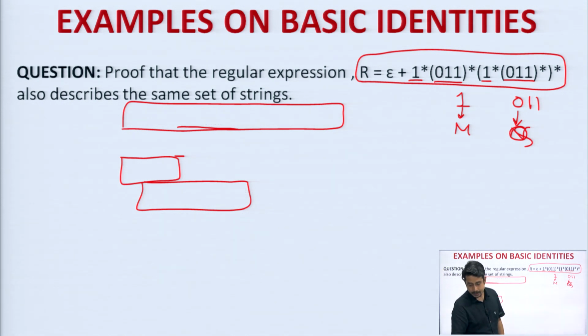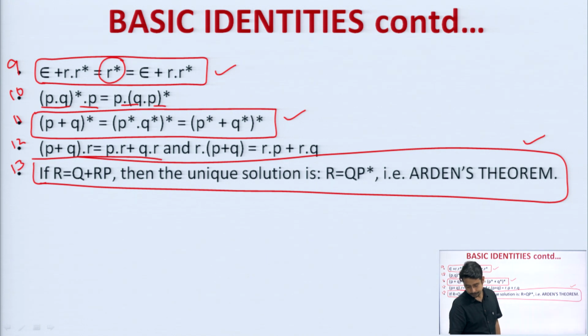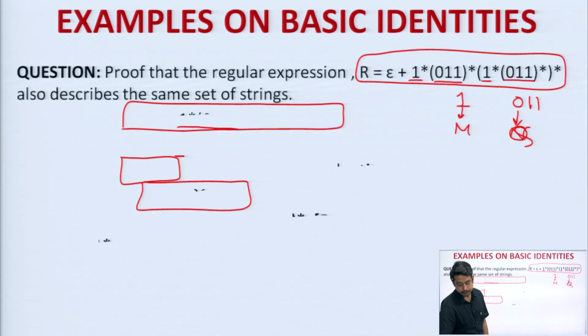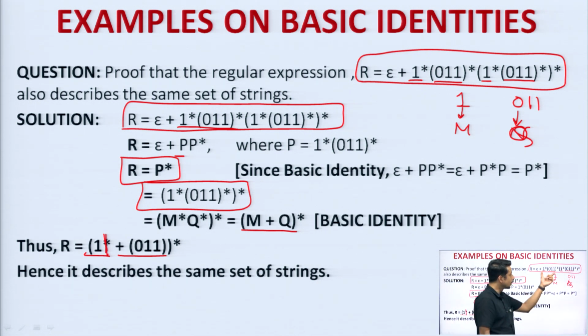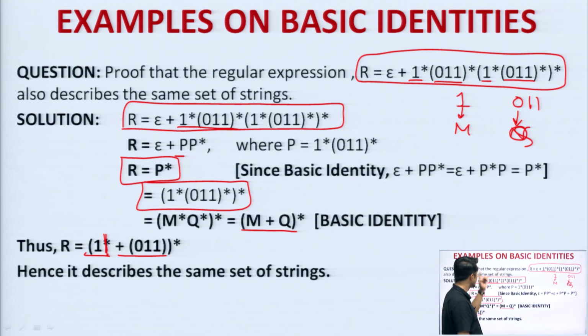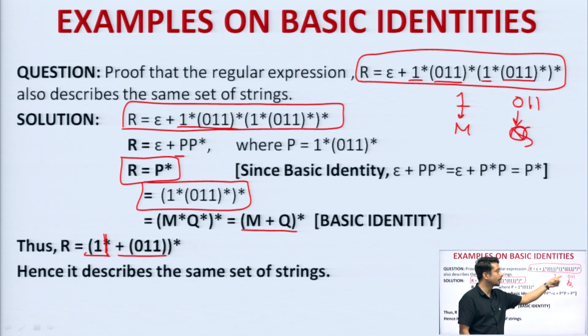If you remember basic identity number 11, it says that p star q star whole to the power star we can write like this: p plus q whole to the power star. So, that means I can write m star q star whole to the power star like this, and this is nothing but 1 plus 0 1 1 whole to the power star, okay, this is not 1 star, 1 plus 0 1 1 whole to the power star. And this is nothing but what? I have got a simplified expression which describes the same set of strings, which are nothing but 1 and 0 1 1. So, this is the general solution of this question.